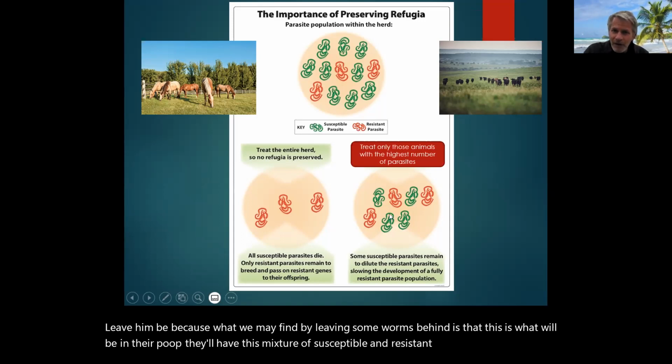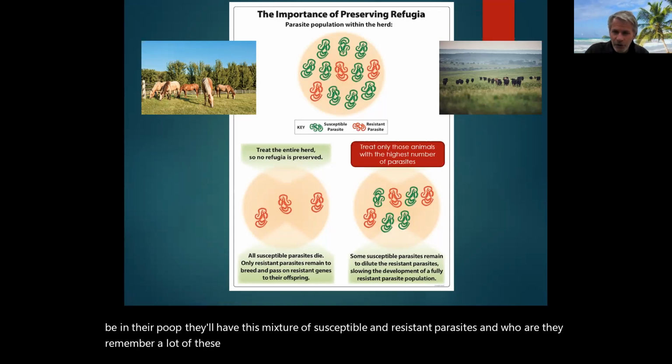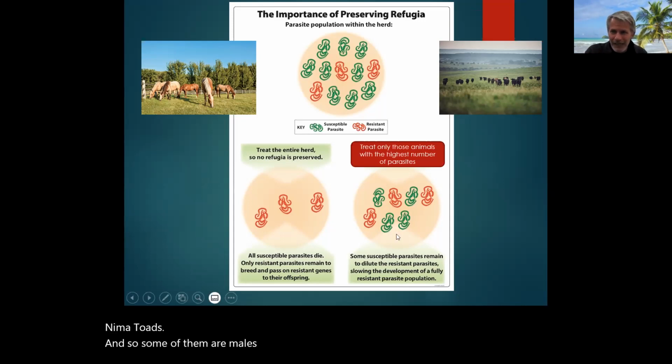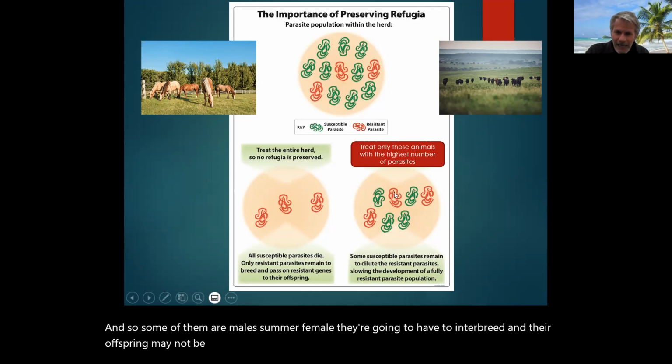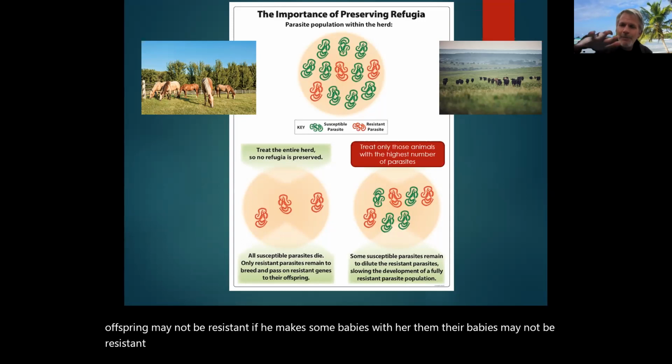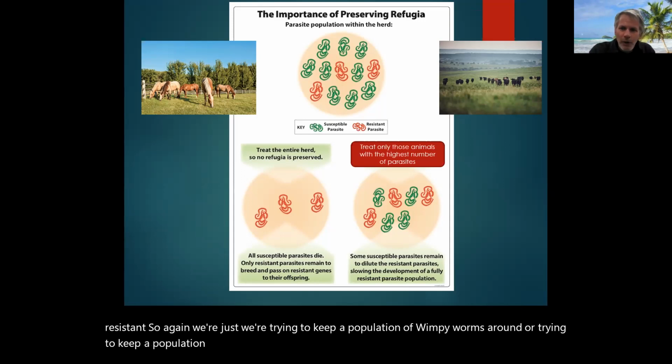And who are they? Remember, a lot of these parasites that we are concerned about, they are male and female. They're nematodes. And so some of them are male, some are female. They're going to have to interbreed, and their offspring may not be resistant. If he makes some babies with her, their babies may not be resistant. So again, we're trying to keep a population of wimpy worms around to interbreed with the superworms. Does that make sense?